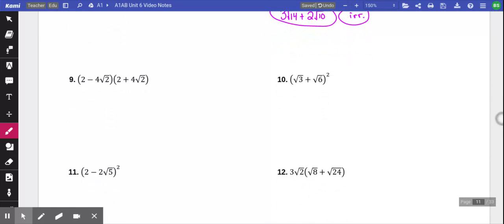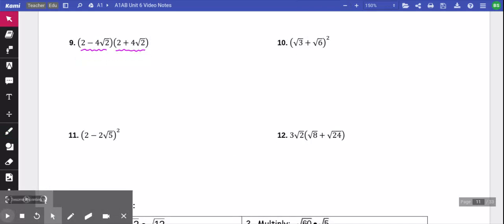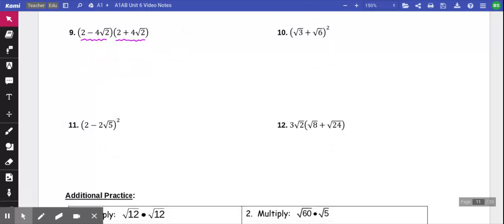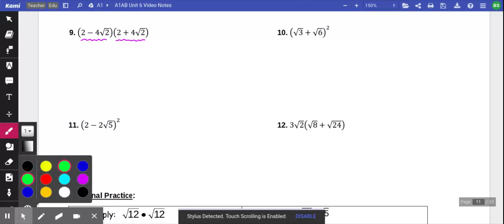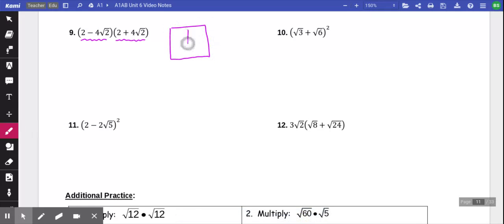We're going to do 9, 10, and 12, and then we'll be done. So for 9, we have this double distribution. We know when to use double distribution because we have 2 terms. It's a binomial times a binomial. What I'm going to suggest, and you do not have to necessarily do this, is to distribute both the terms that are in the first binomial. But I'm going to suggest using that box method just to organize some things. So we have 2 minus 4 radical 2, and then we're being multiplied by 2 plus 4 radical 2. And we multiply rows and columns.